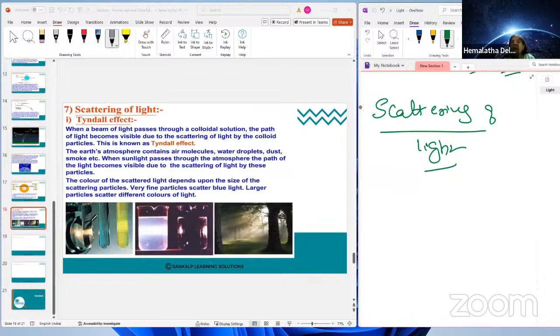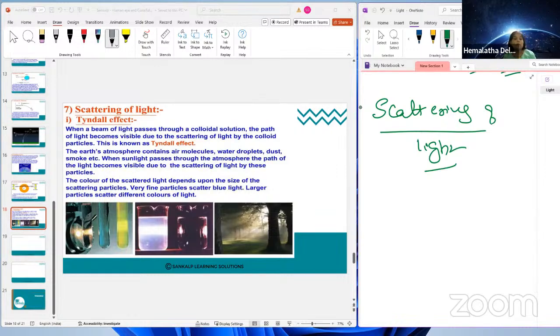What is the meaning of scattering? Scattering means everywhere. The things will scatter everywhere. Books: if you are reading, then on the table all the books will be like this. It is not in a proper position. Correct? No discipline. So everywhere it is scattered. That is known as scattering. That is one more phenomenon of light, known as the scattering of light.